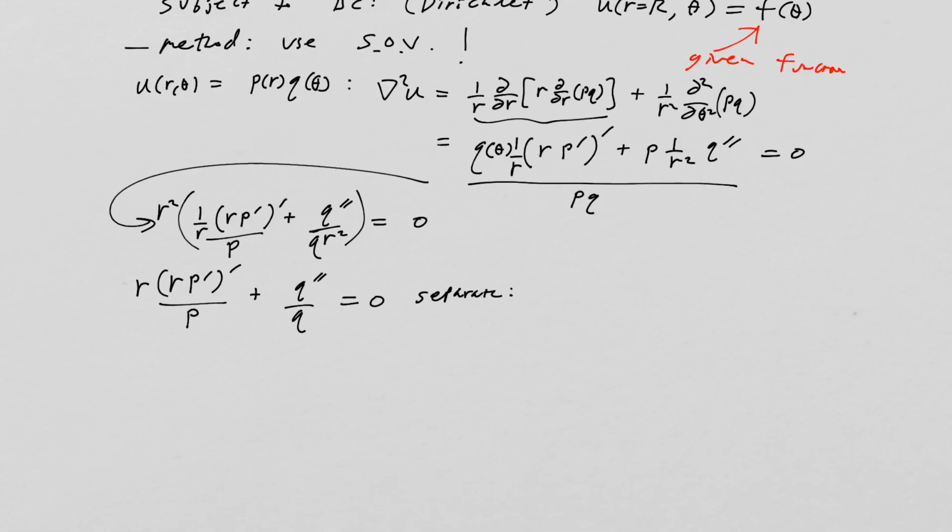and we'll get r times (r P prime) prime, all over P. So that P equation is looking pretty funky now. And then we're going to have a negative Q double prime over Q. All right, so now we've properly separated. We have here a function only of r and here a function only of theta. So they must be equal to some constant.